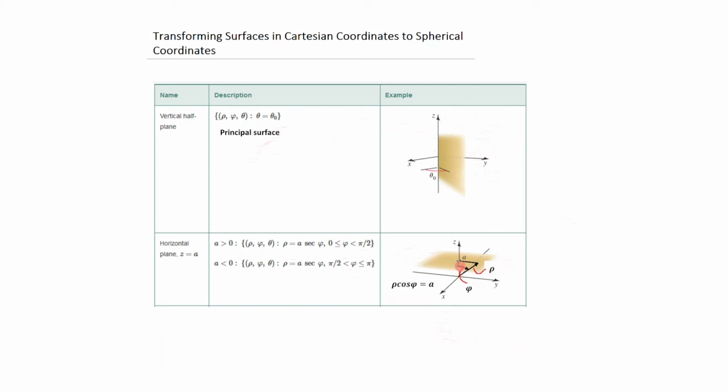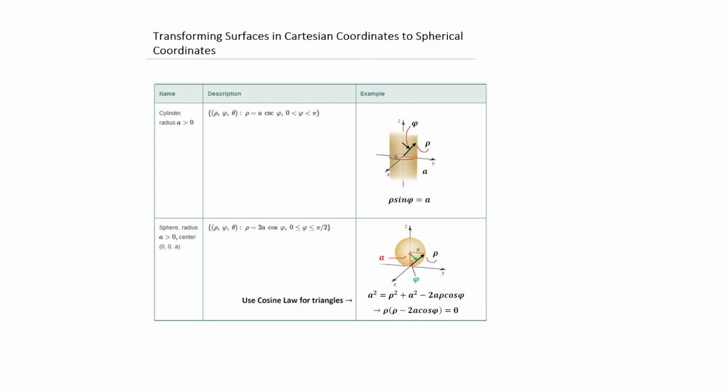If a is less than 0, that means we're below the surface. It'll be a flat plane below the surface. The only thing now is that the angle would change. The angle would be from pi over 2 to pi, which means down here, below the xy plane. And so this is an example for a horizontal plane.